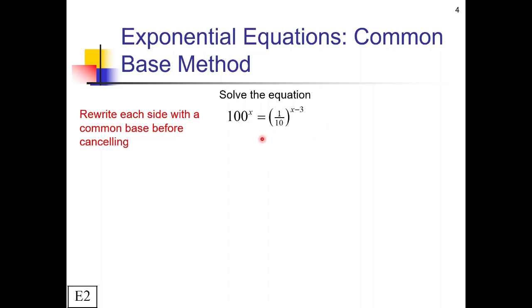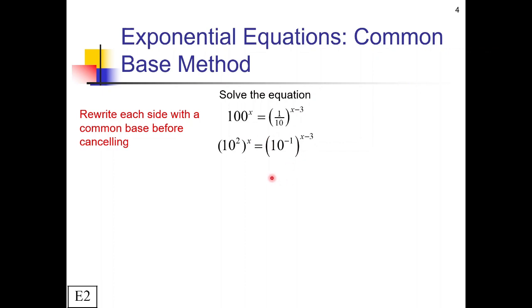All right, so on the left and the right side here, I notice that we have powers of 10. 100 is really 10 squared, so I can write this as 10 squared to the x. And then over here, 1 over 10 is really 10 to the negative 1. So I'll write this as 10 to the negative 1 to the x minus 3. I don't quite have a common base yet. I mean, I sort of do, but what I really want to get is a situation where I have 10 to just one single exponent equals 10 to just another exponent. I don't want all these parentheses going on here.